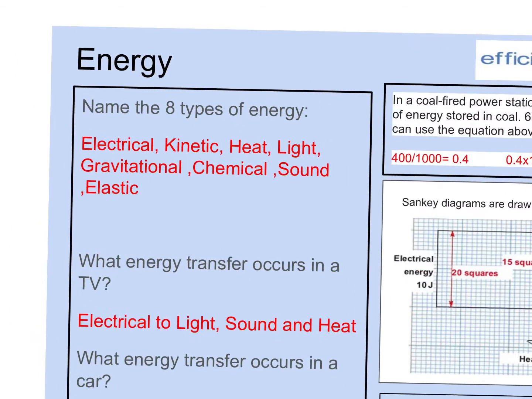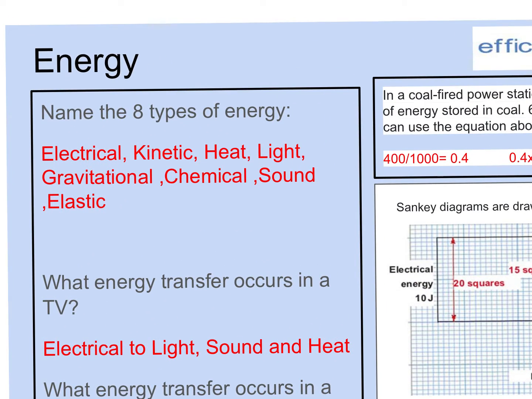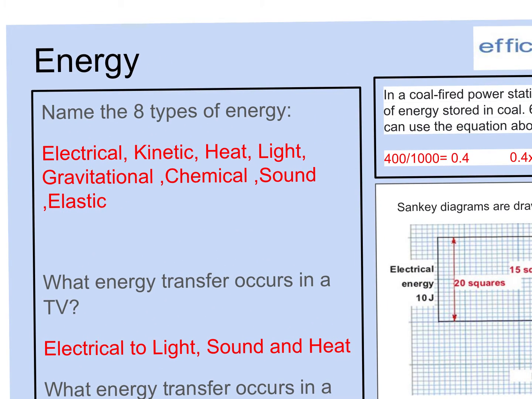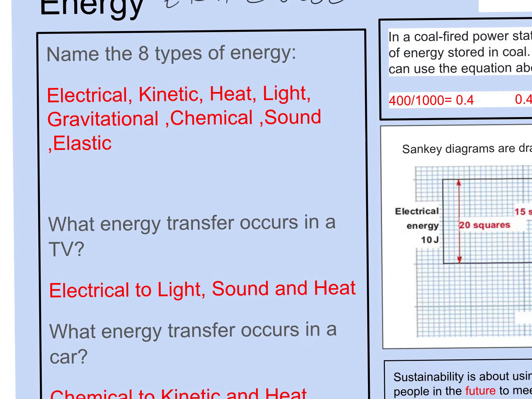So first thing you need to know is the types of energy. You might have heard the rhyme, English kids hate learning GCSEs, okay? And they're the types of energy you need to know. What energy occurs in a TV? Electrical energy is converted to light, sound and heat, with light being useful, sound being useful and heat being wasted.